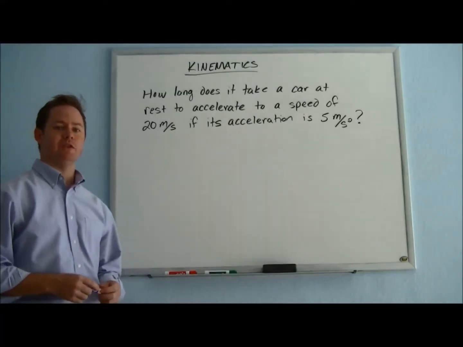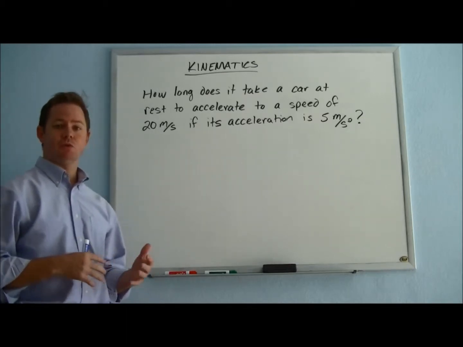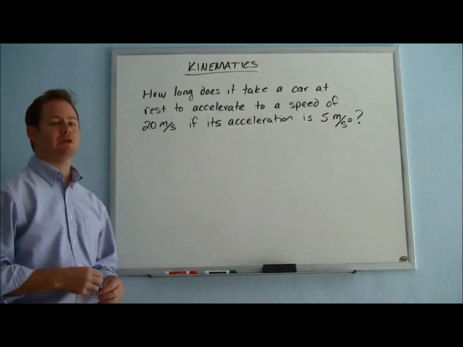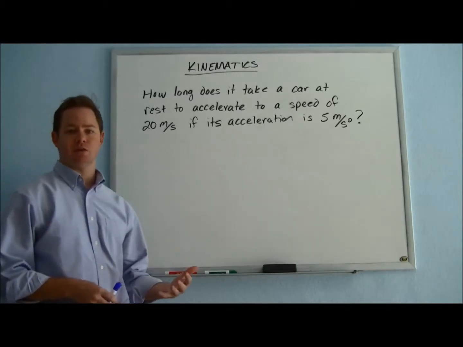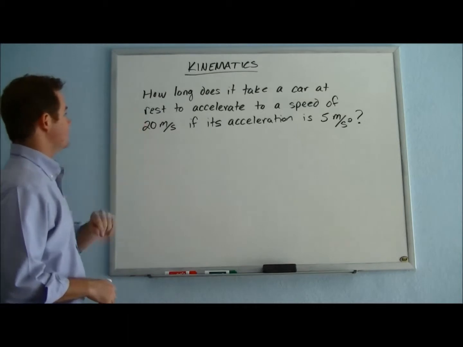Chris, and in this physics video we're going to take a look at a kinematics question. Kinematics basically have to do with the way that things move. So we're talking about velocity, acceleration, change in position, and things like that. Let's take a look at this example.